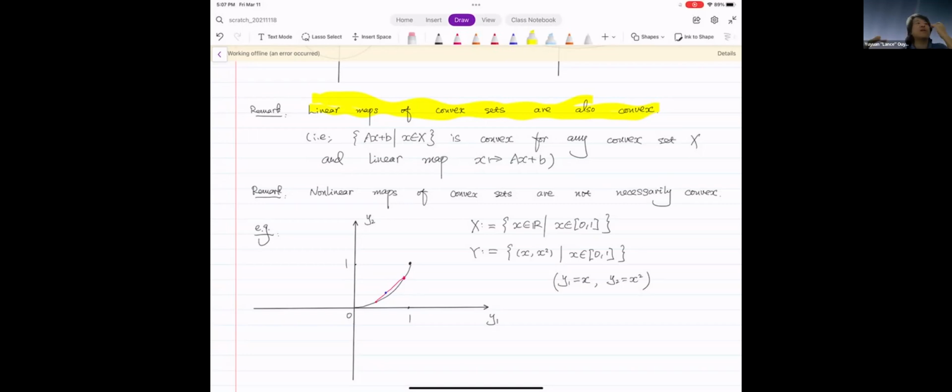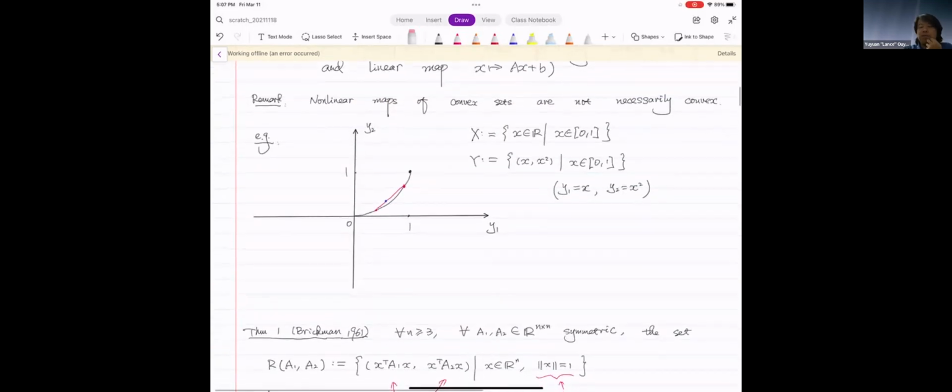If you want it in mathematical terms, here they are. Okay, so what we're saying is that linear maps of convex sets are going to be convex itself. But what about nonlinear maps? Well, we can easily find a contradiction.